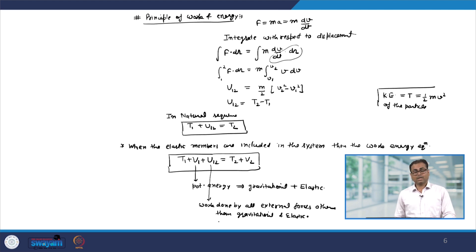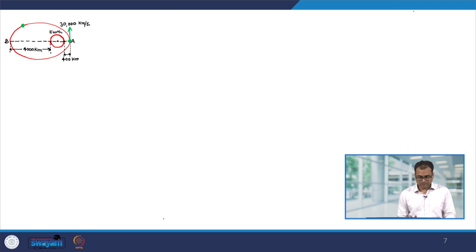This is the statement of principle of work and energy. It is based on the conservation of energy. It states that if T1 is the initial kinetic energy and work U12 is done on it, then the kinetic energy becomes T2 and the relation is T1 plus U12 equal to T2. Now, based on these concepts, let us look at some problems, and the first problem statement is the following.